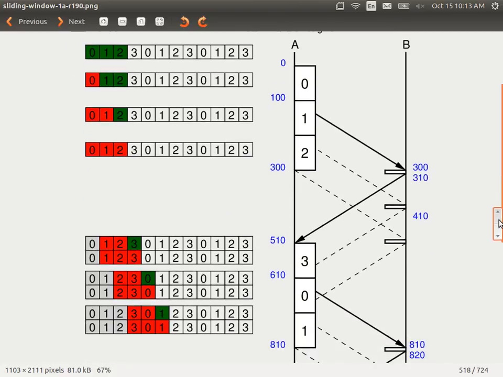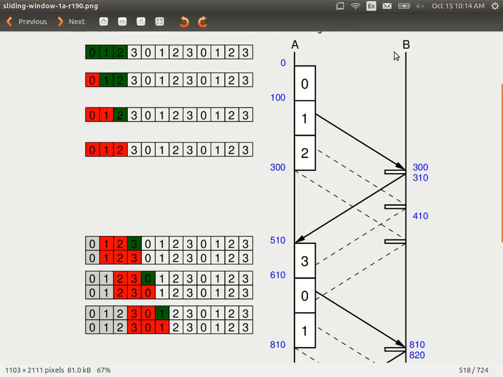Let me just explain what it's drawing. Focusing on the time sequence diagram on the right. A and B. In this specific example, A is allowed to send three frames before it has to wait for an ACK. And the timing is such that the transmission time of one frame is 100. Easier to calculate than our 8160. So it takes 100 to transmit one frame. And the propagation delay is 200.